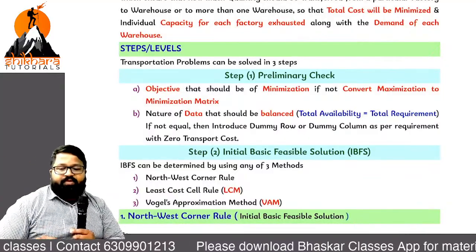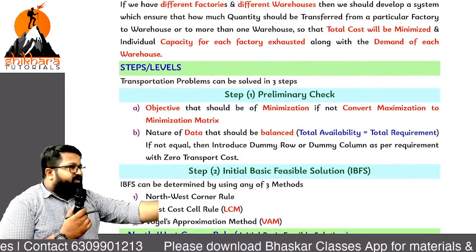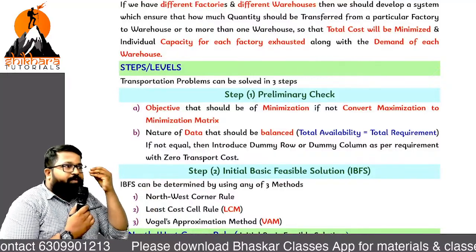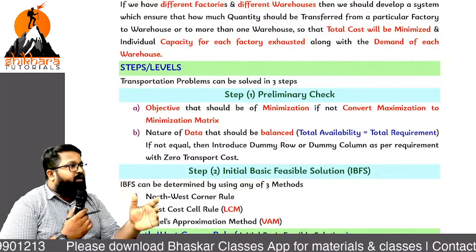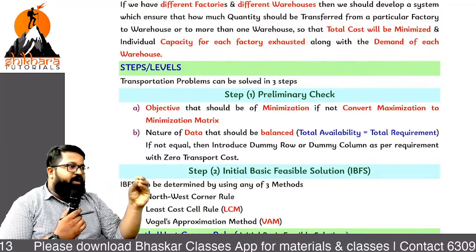Next, in the case of the northwest corner rule, my humble request: when you are going with the Part B part, go with a pencil, scale, eraser, sharpener. These are mandatory. And even if 1 plus 1, how much?